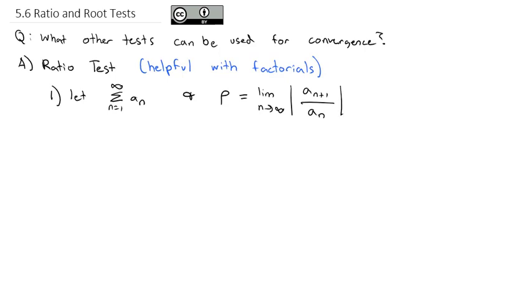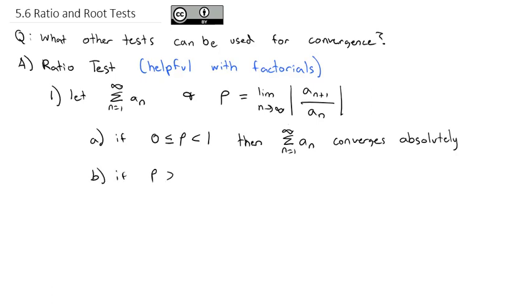And this is going to be useful because when we take that limit, one of three things is going to happen. If 0 is less than or equal to rho, which is less than, oops, not equal to, just less than 1, if we get a number that's less than 1 for rho, then the sum as n goes from 1 to infinity of the entire series converges absolutely. Positive or negative, it will converge if rho is less than 1.